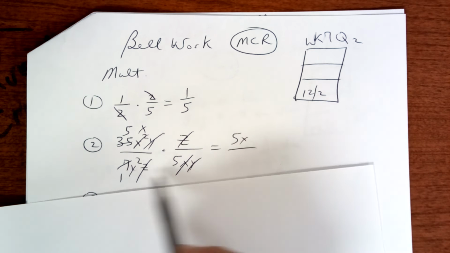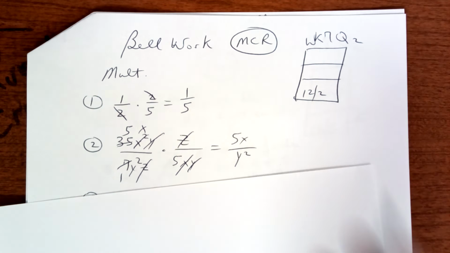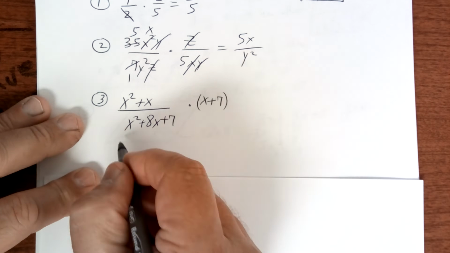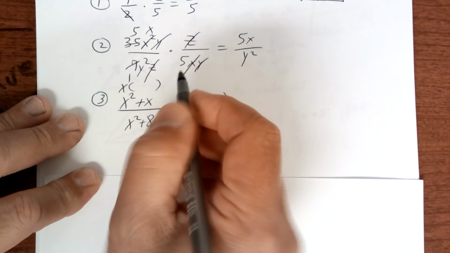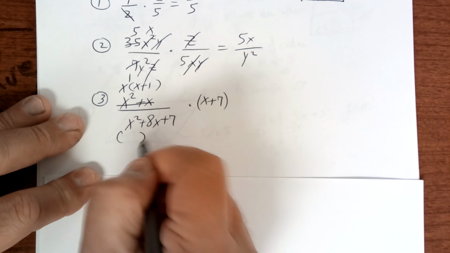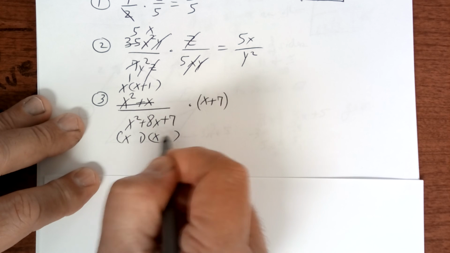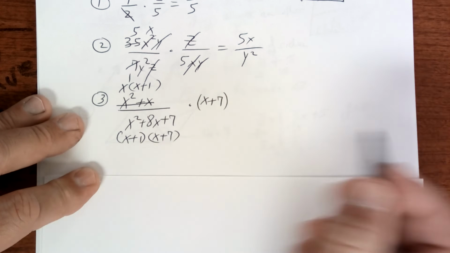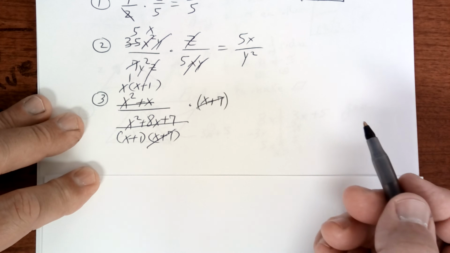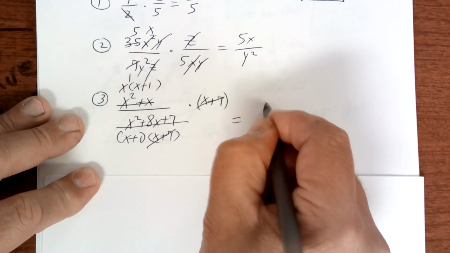I think that's it. This one right here, you have to factor. So this bottom part right here, or the top part, you're going to take out an x, and you're left with x plus 1. This bottom part right here, you're going to get x1 and x7, and they're both pluses. And once you do that, this cancels here. Okay? And so your final answer, it looks like, is going to be 1 over x plus 1.